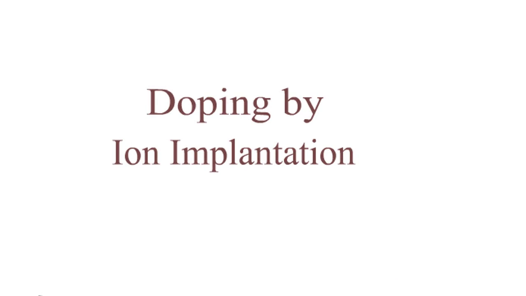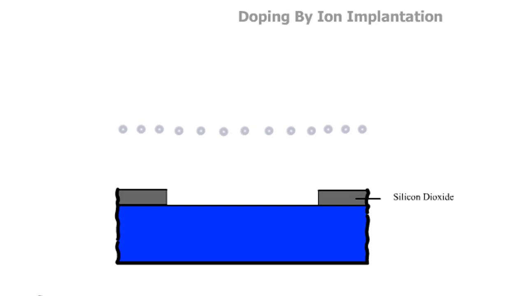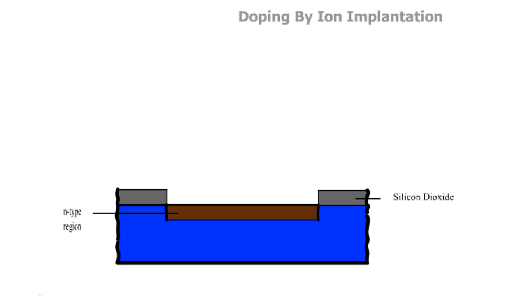Doping by ion implantation. The silicon wafer exposed by the silicon dioxide window can then be doped to modify its properties. This can be done, for example, by implantation of a dopant such as antimony to form an N-type region in the P-type wafer.